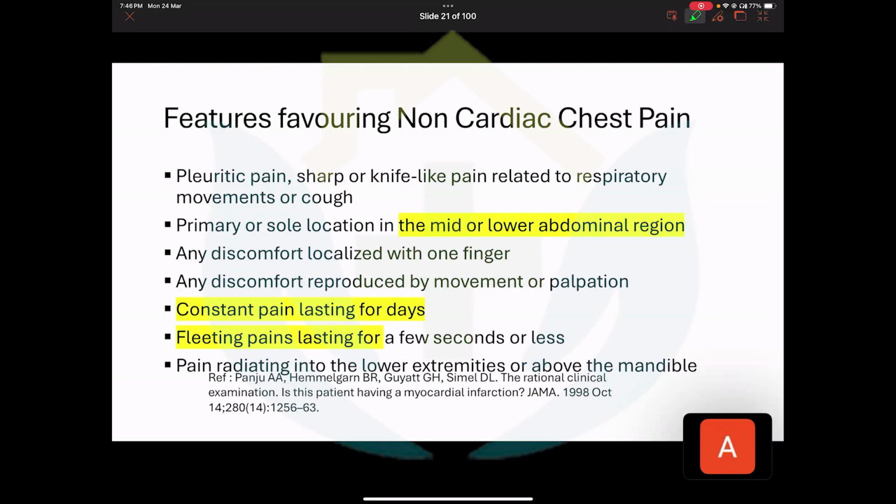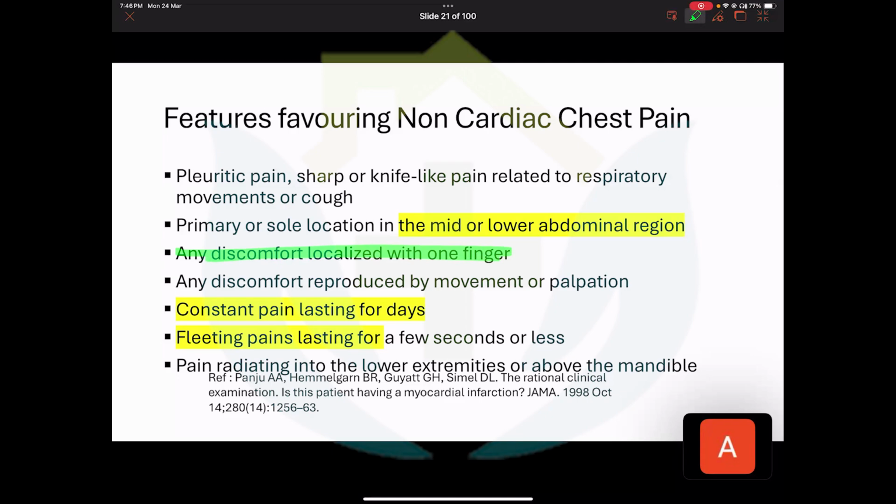Next we come to features favoring non-cardiac chest pain. So how to rule out a cardiac cause? We have already discussed the features of cardiac chest pain. The primary or sole location in the mid or lower abdominal region, and as I told, any discomfort which is localized with one finger. So central location, but one finger, where the patient is able to pinpoint the location, is very unlikely to be a cardiac chest pain, right?